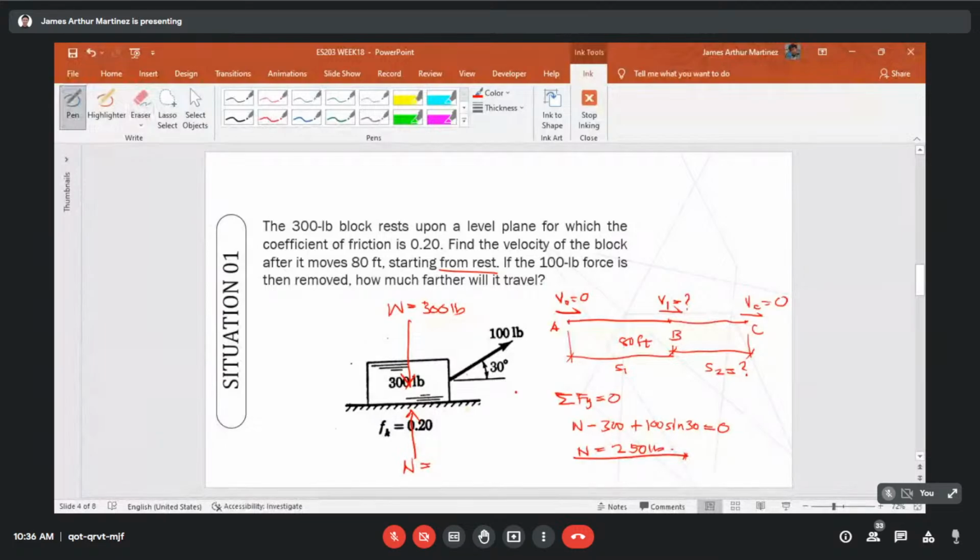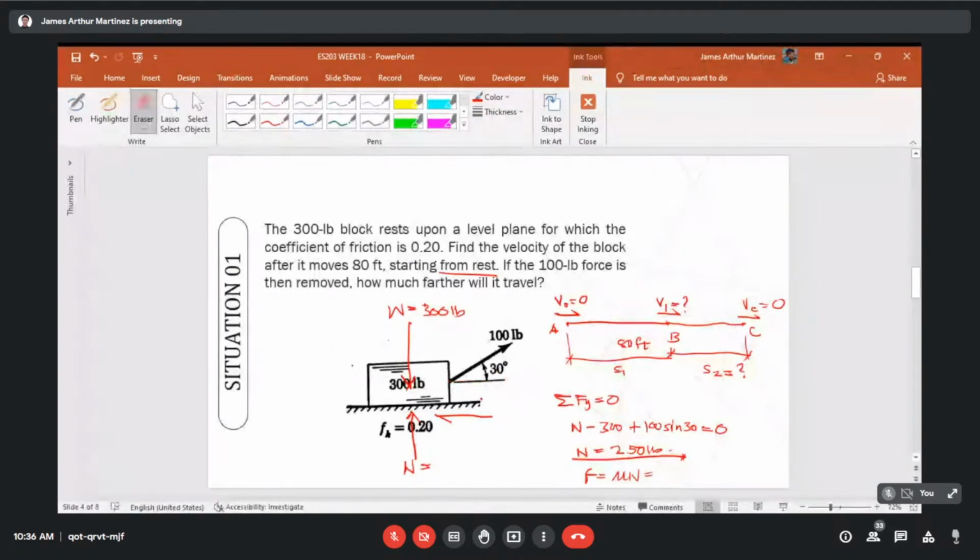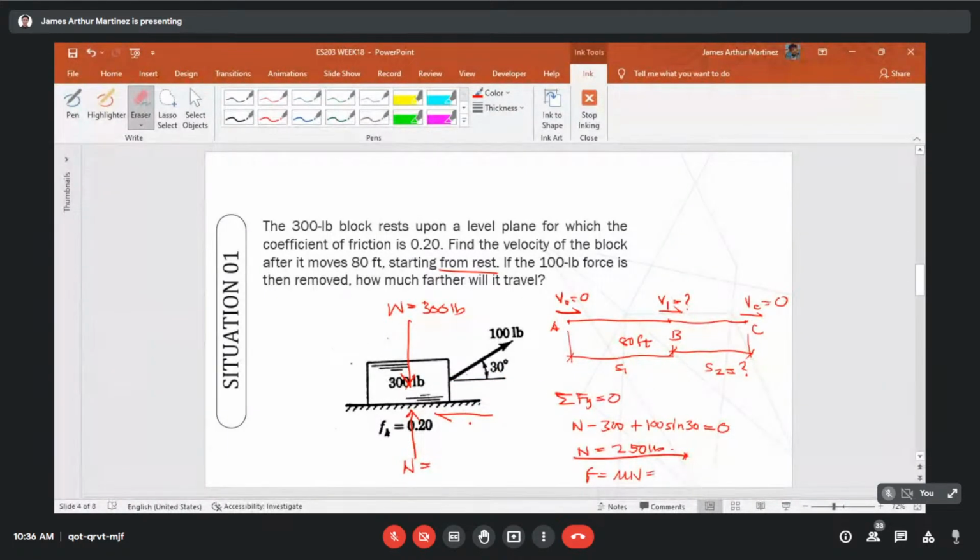How much now is our resistance force, F? It is just mu N. Where is the resistance force? It is opposite to the direction of motion. If the direction of the motion is to the right, the frictional resistance force is to the left, and it is equal to 0.20 of 250, which is just 50. So you have F equal to 50 pounds.